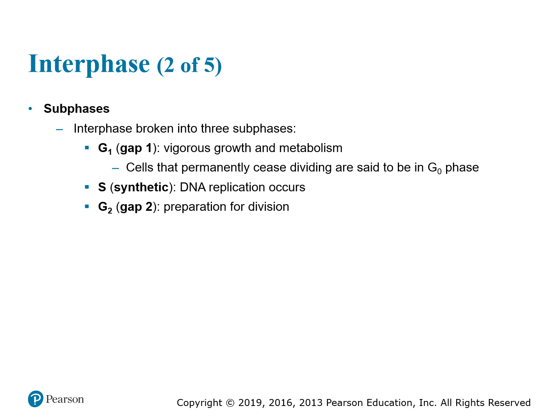G1 or GAP1, this is growth and metabolism. If it's ceasing dividing, as in it's already reached its size, adulthood, and all the real estate's taken up, we call that G0 phase. And so there's no room left to divide. The cells are just simply functioning.